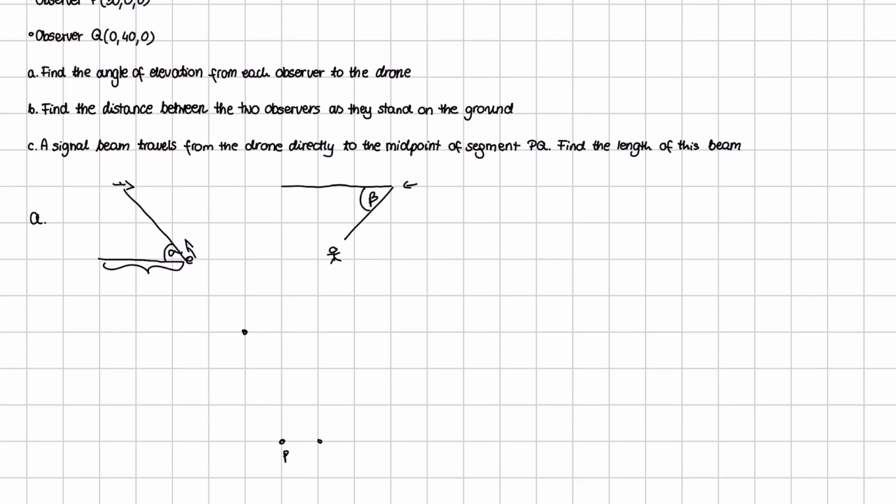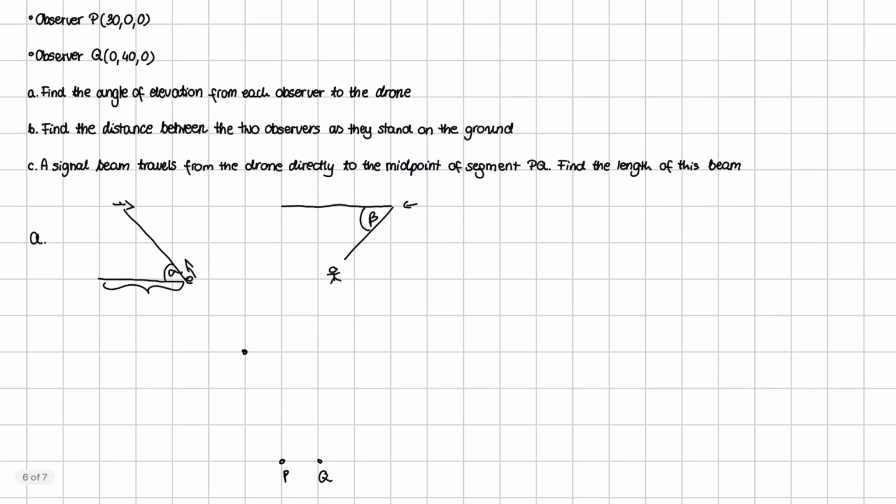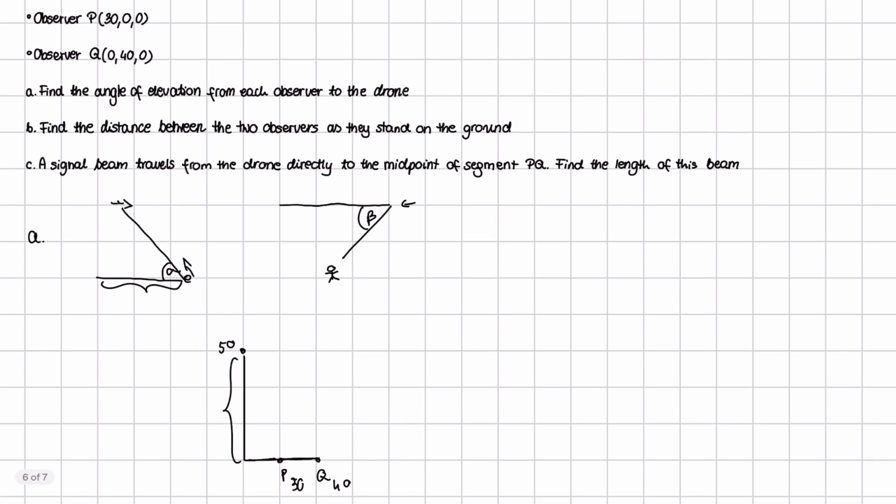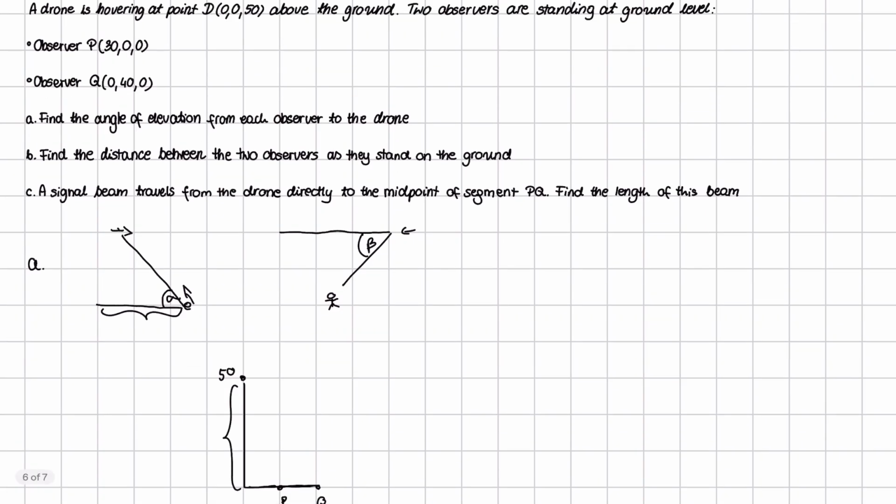So here we have observer P, here we have observer Q, and here is distance 30 and here 40. And here we have a height of 50. So here we have 50, here we have 30, and here we have 40, and I know that P has x coordinate 30 and Q has y coordinate 40. However, it's not the case in here. We just know that in here is our origin 0, 0, 0.